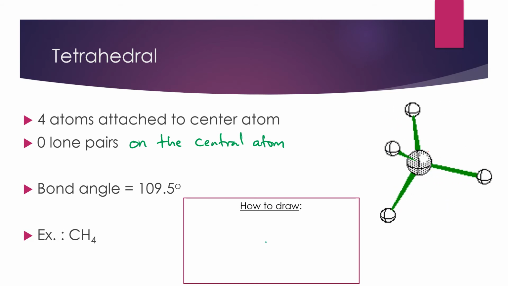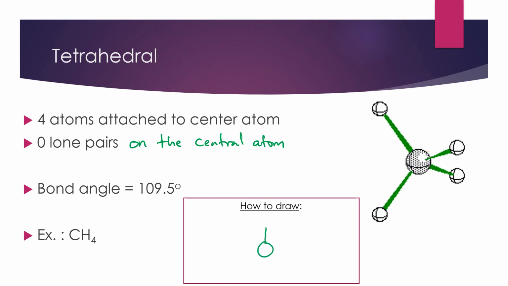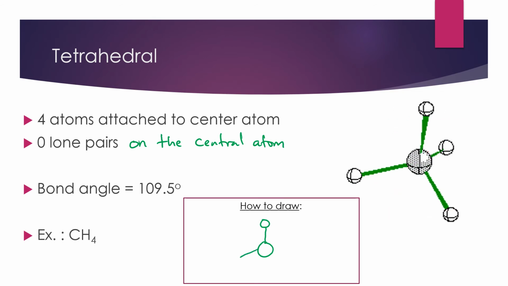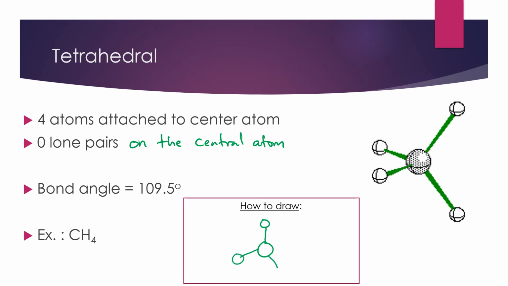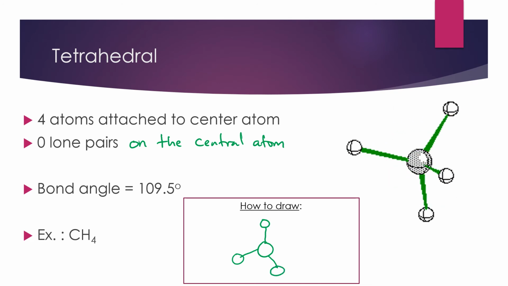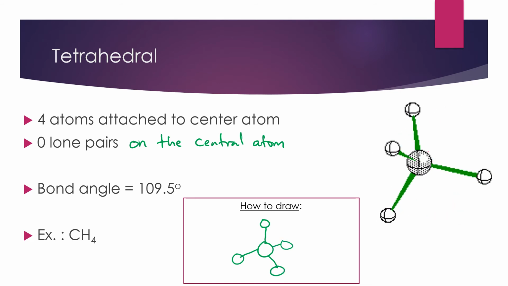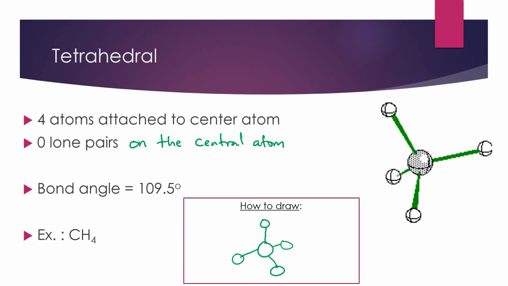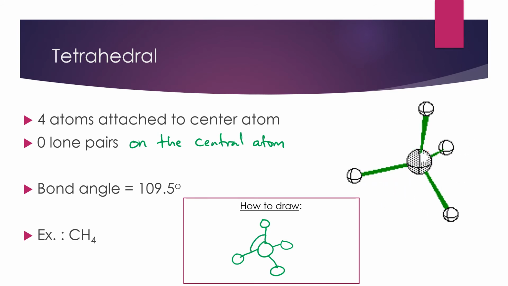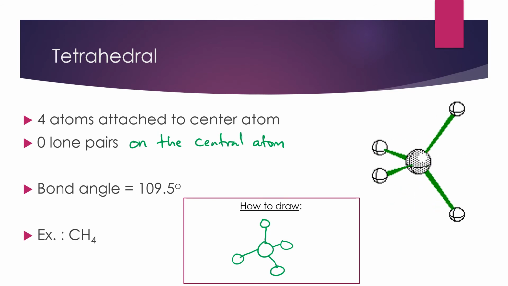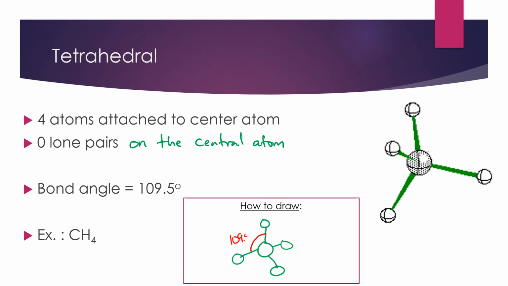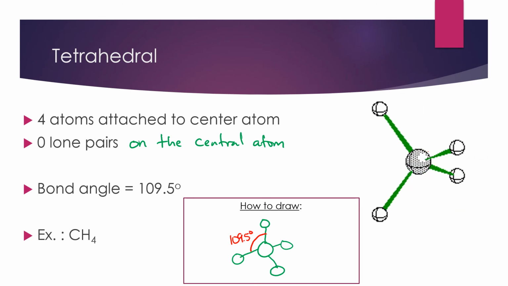So how do we draw it? I draw the central, and I add the one on top, add, again, the legs here, and a short leg pointing back. The angle would be 109.5 degrees.